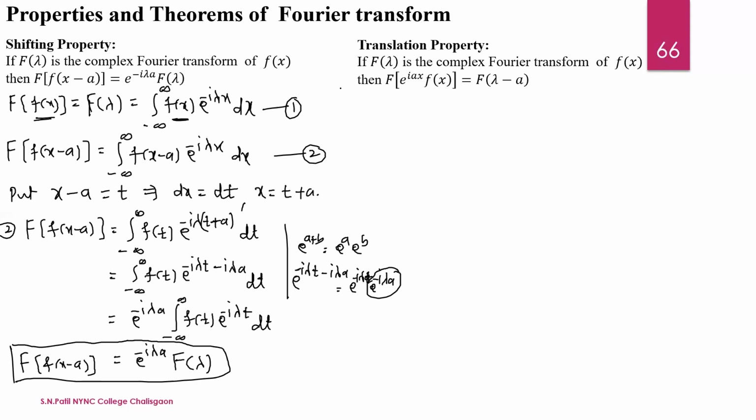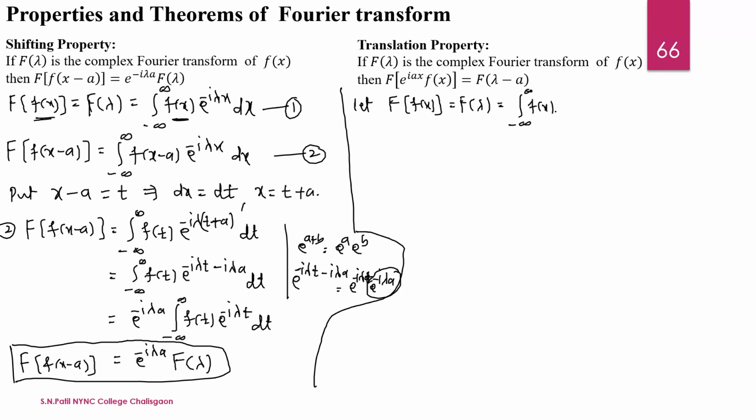As usual, we write the formula first, and then simplify for the given problem. Let capital F, that is Fourier of f of x, be denoted by capital F of lambda, which is defined by the formula: integral from minus infinity to plus infinity f of x e to the power minus i lambda x with respect to x. Say equation number 1.